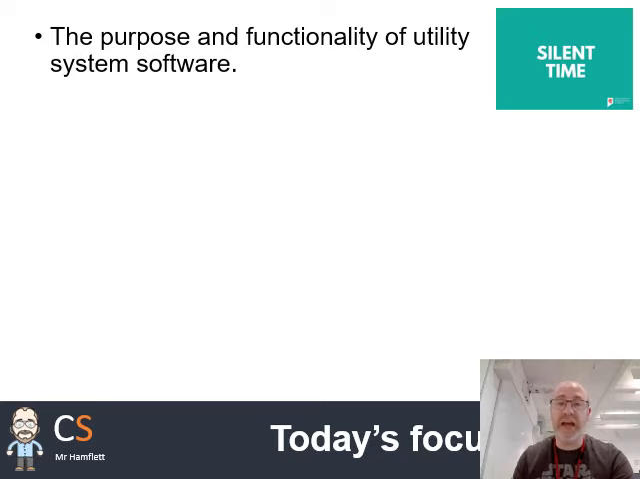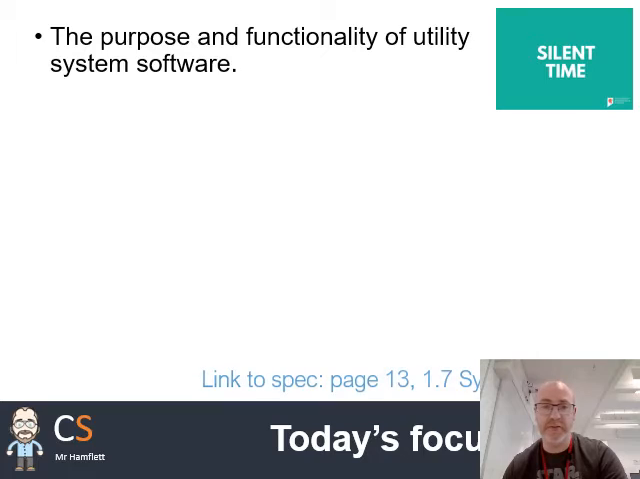So we're going to be looking at the purpose of utility system software. And again, that word system software. System software is software which is used to help the system, i.e. the computer, run smoothly. The main system software which we have looked at have been the startup software, which allows the computer to start up and to be configured, the operating system, which I've already mentioned, as well as utility software, which we're about to look at.